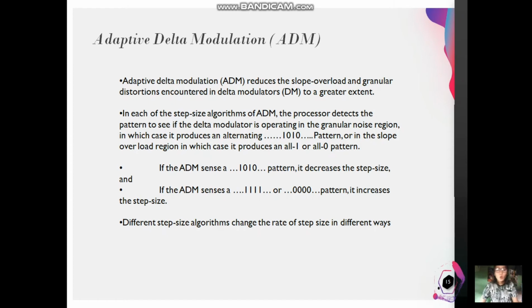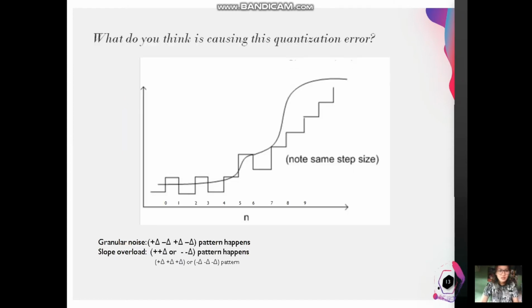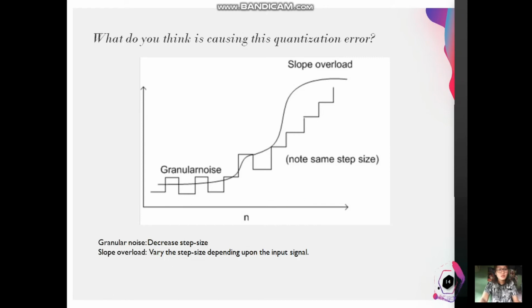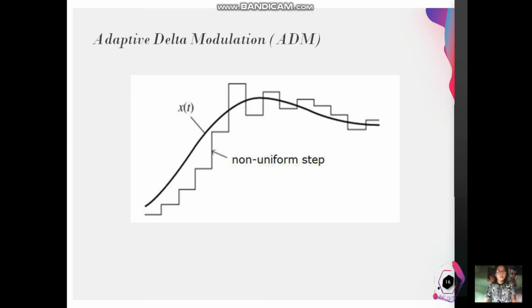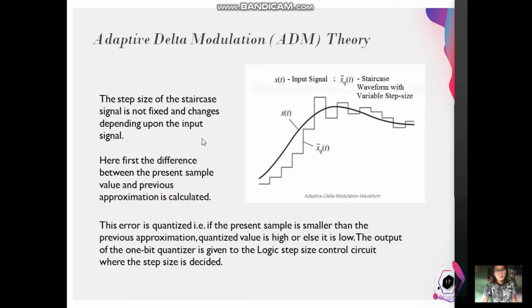Now, take note, 1010 is the granular noise in this area: plus delta, minus delta, plus delta, minus delta. They're all the same. And 111 is the same as plus delta, plus delta, plus delta, and so on and so forth. Now here I present to you the adaptive delta modulation. In this case, by utilizing a non-uniform step, the staircase signal has caught up to the original analog input signal. Now, let's go over to the ADM theory.